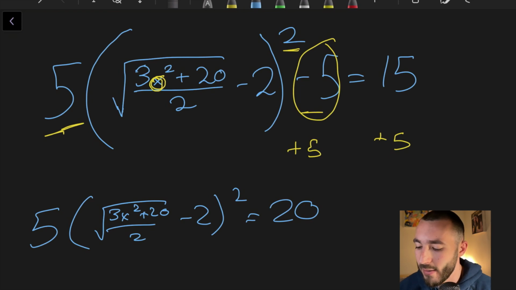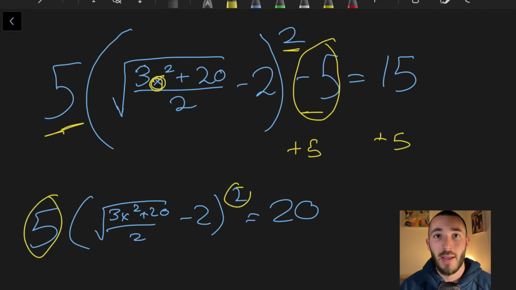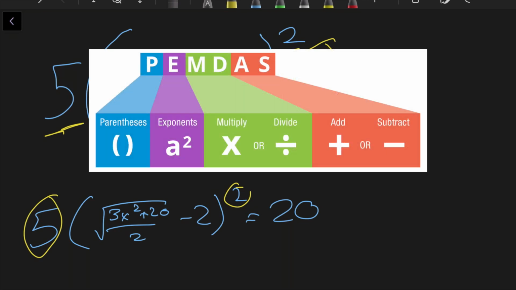Now, what is the next farthest thing away from x? It's either going to be this 5 or this 2. Here's the trick. If you're not sure, do reverse order of operations. We are undoing, so we're going backwards. We're going to reverse the order of operations. So that means that multiplying is going to come before exponent. We know typically PEMDAS tells us that exponents come before multiplying. Since we're undoing, we're going to do the opposite.